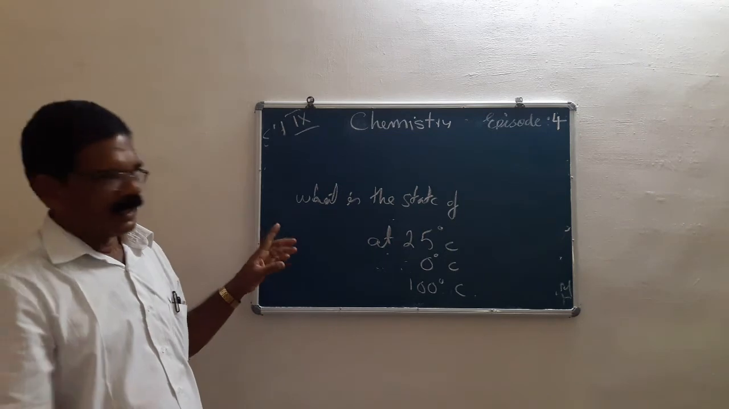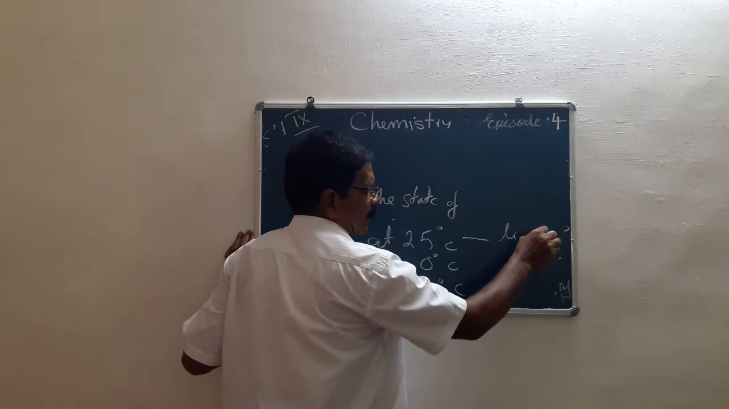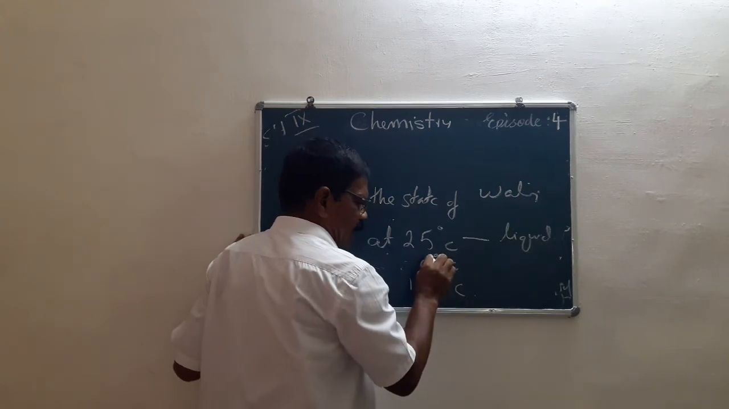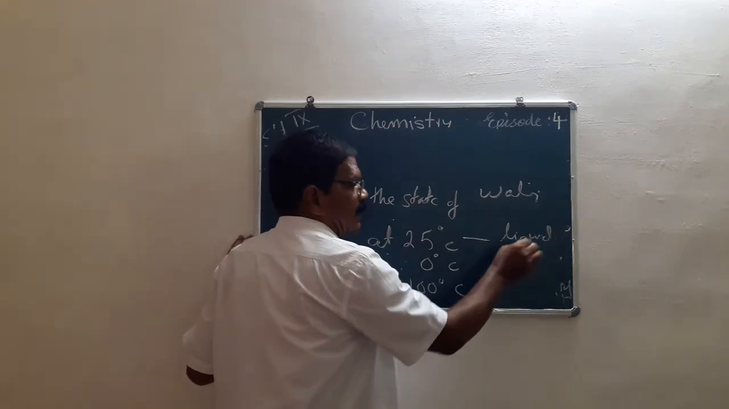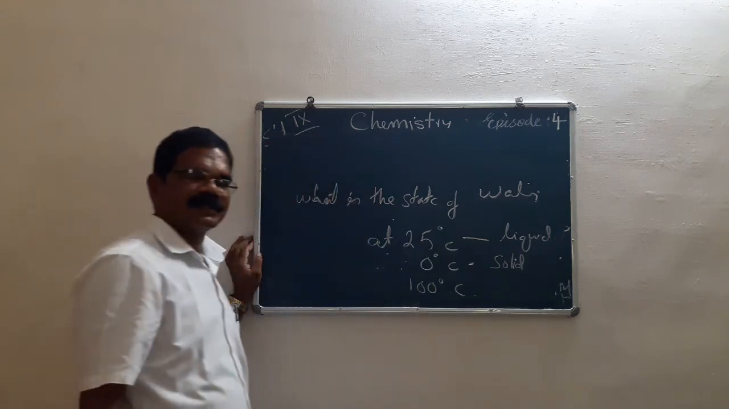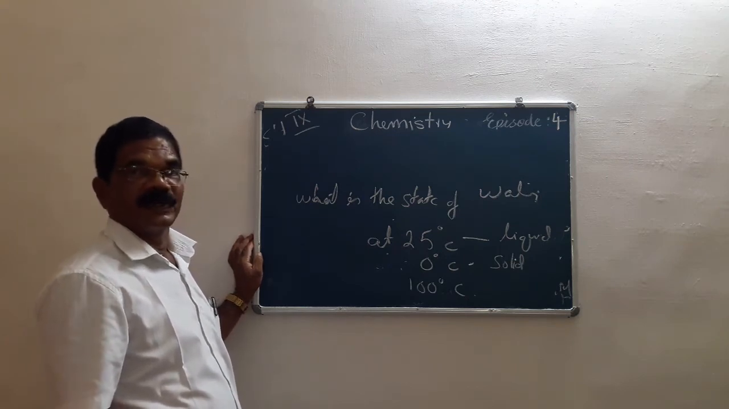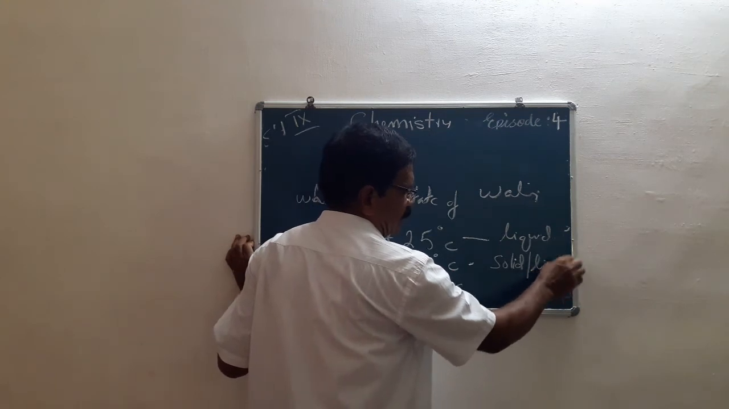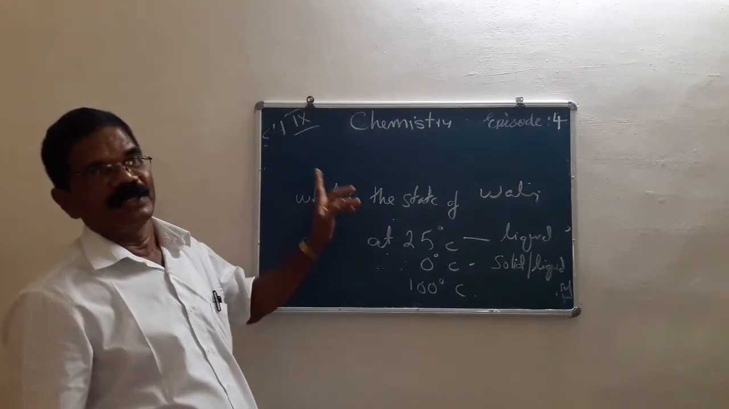We can be sure only that at 25 degrees centigrade water is in the liquid state. At 0 degrees centigrade, we cannot say confirmably that it is in the solid state. That is why we have seen that at 0 degrees centigrade, it began to melt. So there is a mix of solid and liquid. We can't say that it is liquid itself or solid itself.